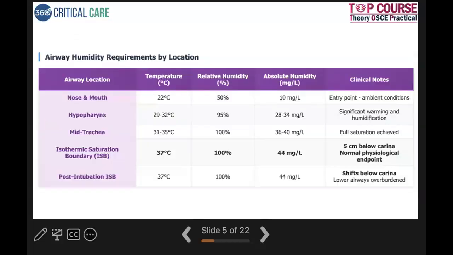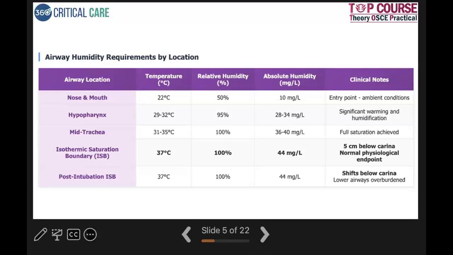This is a table showing the absolute and the relative humidity of the airway tract, starting from the nose and mouth to the mid trachea and below the trachea. You can see that the absolute humidity of the nose and the mouth is around 10, and the relative humidity is around 50%.